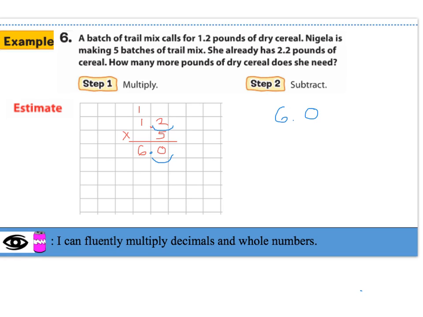minus 2 2/10. Now when I'm doing this part, if you notice, my decimals are now lined up because I'm subtracting. So I'm going to borrow. That becomes a 5, and this becomes a 10. So 10 minus 2 is 8. Drop down my decimal. 5 minus 2 is 3. So she needs 3 8/10 more pounds.